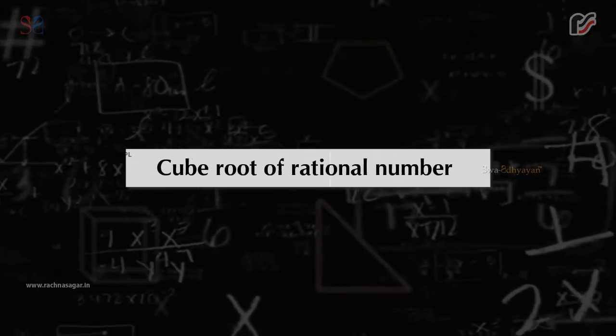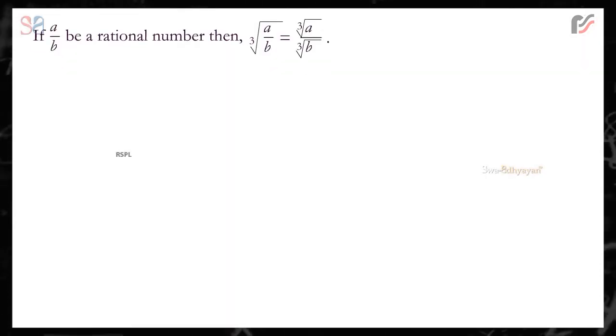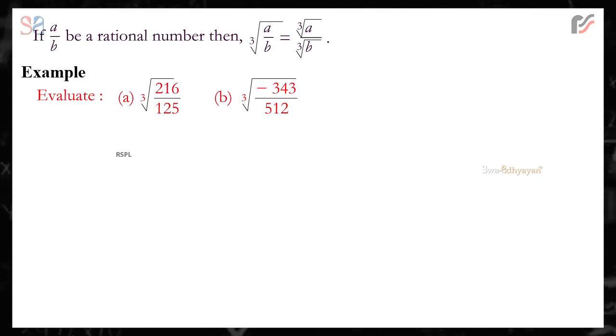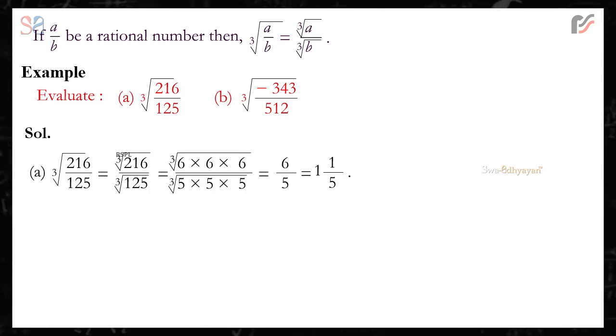Cube root of rational number. If a by b be a rational number, then cube root of a by b is equal to cube root of a by cube root of b. Example: Evaluate A. Cube root of 216 by 125. B. Cube root of minus 343 by 512. Solution. A.